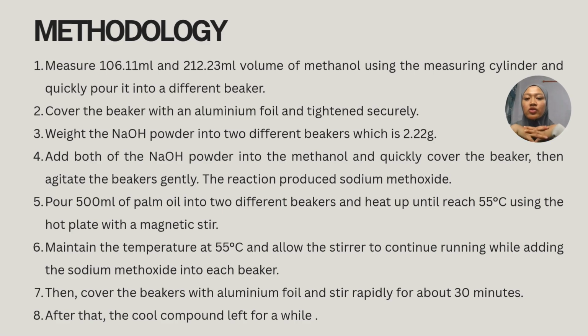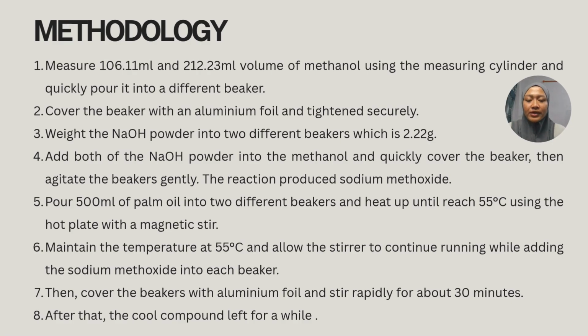And then we need to weigh the sodium hydroxide powder into two different beakers, which is 2.22 gram. And then add both of the sodium hydroxide powder into the methanol and quickly cover the beaker. Then agitate the beakers gently. The reaction produces sodium methoxide.